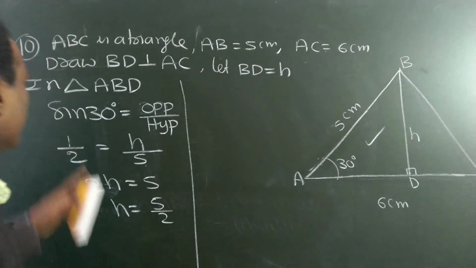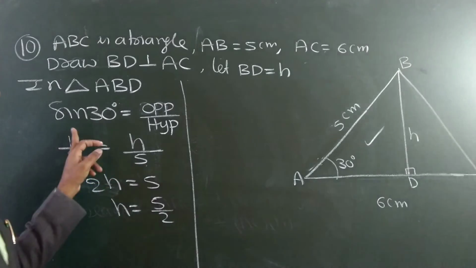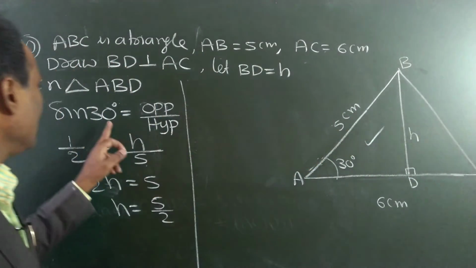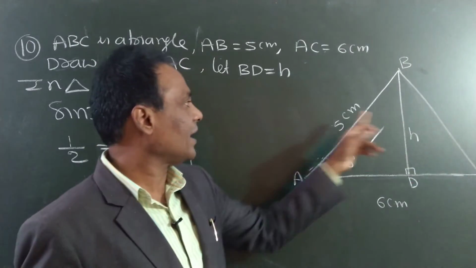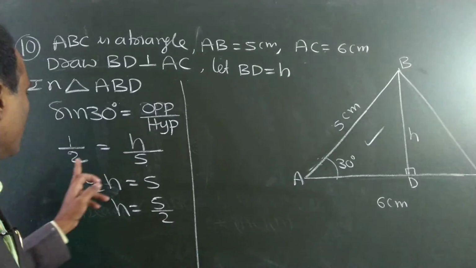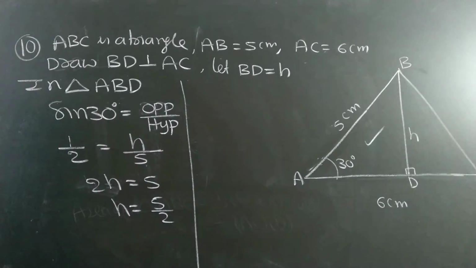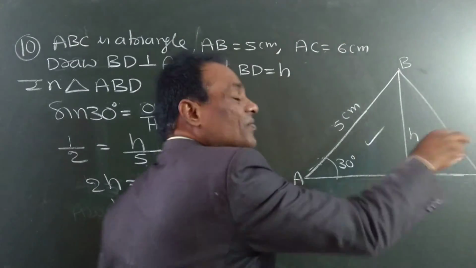After that, I started the problem. Only a single idea, that is sin theta. Sin 30 is equal to opposite by hypotenuse. Sin 30 is 1 by 2. Opposite is H, hypotenuse is 5. So cross multiply: 2 into h, 1 into 5, h is equal to 5 by 2. Now the actual question is, what is the area of this triangle?